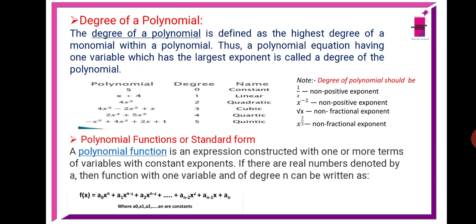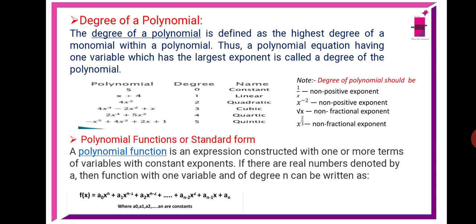Now for the polynomial 5, the degree is 0, which is called a constant polynomial. x plus 4, the degree is 1, called a linear polynomial. 4x square, the degree is 2, called a quadratic polynomial. 4x cube minus 2x square plus x, the highest degree is 3, called a cubic polynomial. 2x power 4 plus 5x square, the degree is 4, you can call it a quartic polynomial, and degree 5 is called a quintic polynomial. The quartic can also be called a biquadratic polynomial.